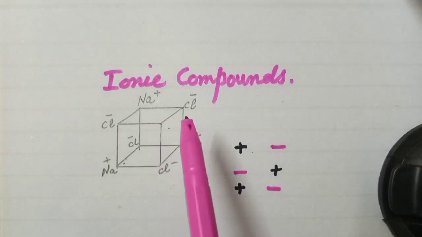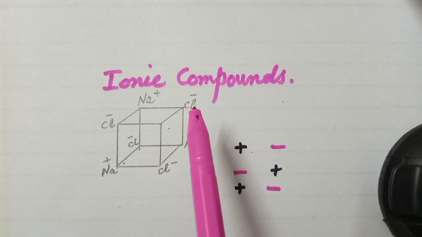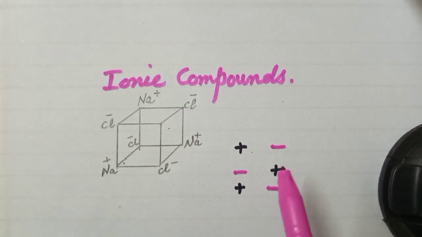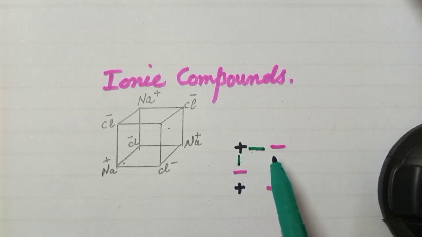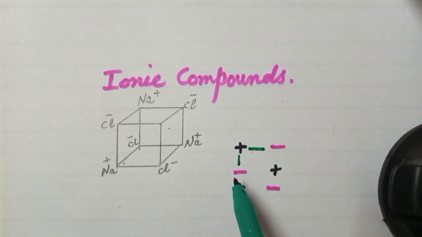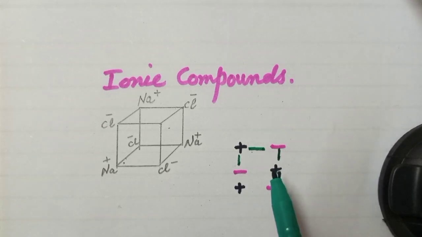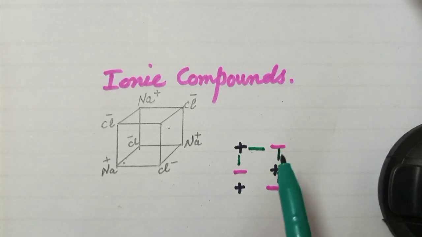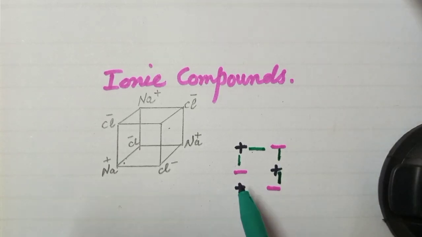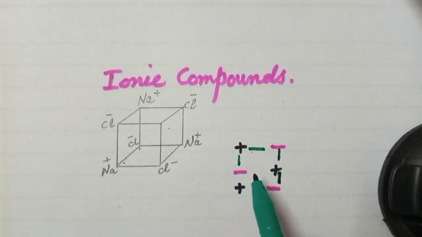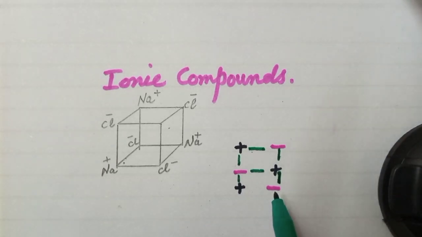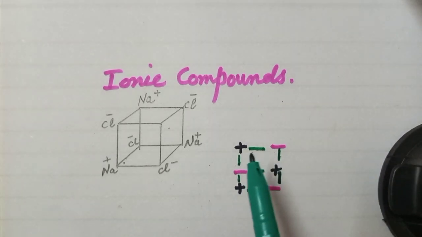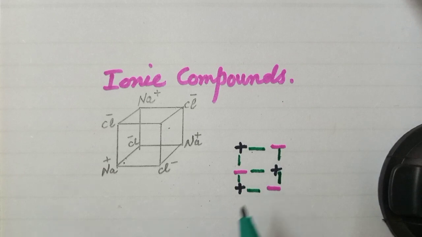If we write the orderly arrangement of these positively and negatively charged ions in a simple way like this, you can observe this positive ion is attracted by these two negative ions on both sides. And this positive ion has force of attraction from these two negative ions. And this negative ion is attracted by this positive ion and this positive ion. And this negative ion is attracted by this positive and this positive ion. Hence you will get the compact structure of positively and negatively charged ions.